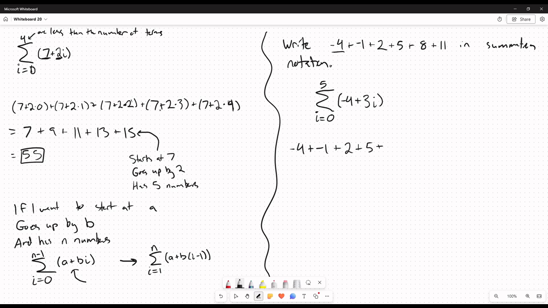Then I'd plug in 4. That's -4 plus 12. That's 8. Then I'd plug in 5. That's -4 plus 15. That's 11. And hey, I plugged in 5. That means I need to stop. And we see that I get exactly the sum that we wanted. So there you go. That's how you can write a summation using summation notation.